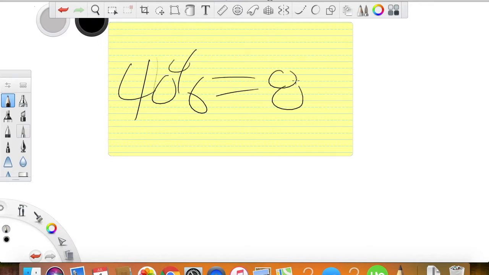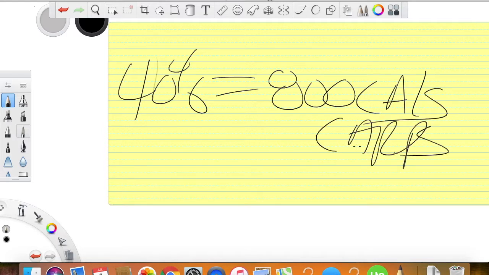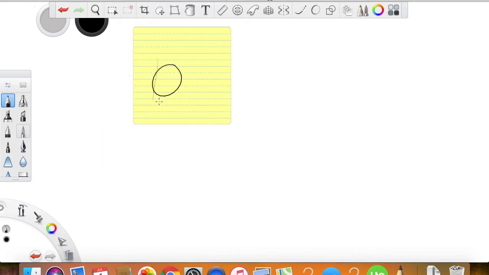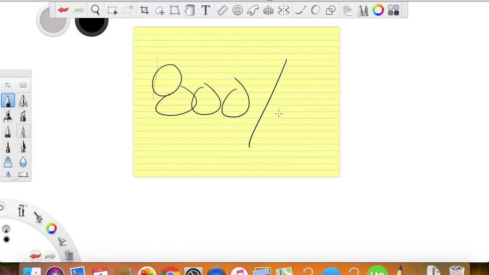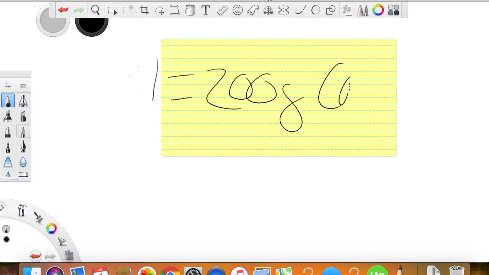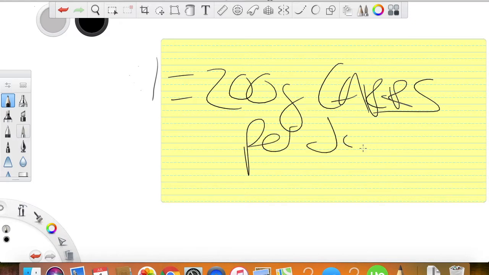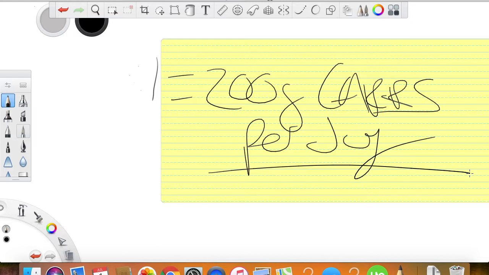So let's start with the 40% carbs, which was going to be 800 calories of carbs. What we're going to do is 800 divided by 4, which is going to equal 200 grams of carbs per day. This is for when you really want to start weighing your food, and why I always recommend weighing your food on the metric scale, because you can be a lot more accurate. So we know that we need 200 grams of carbs per day.